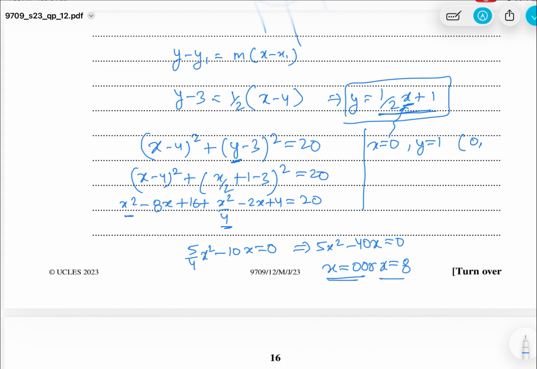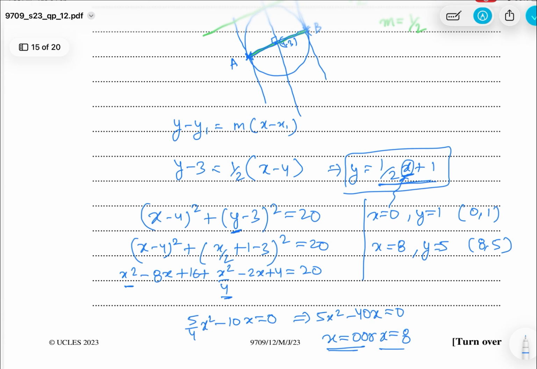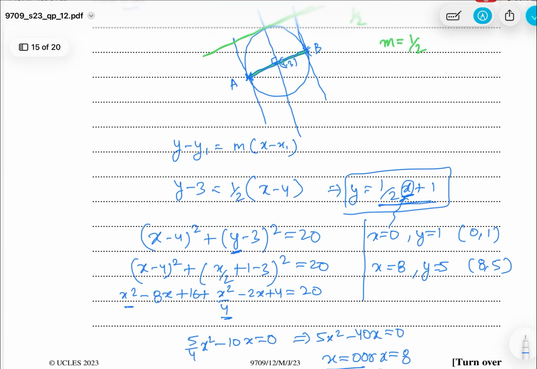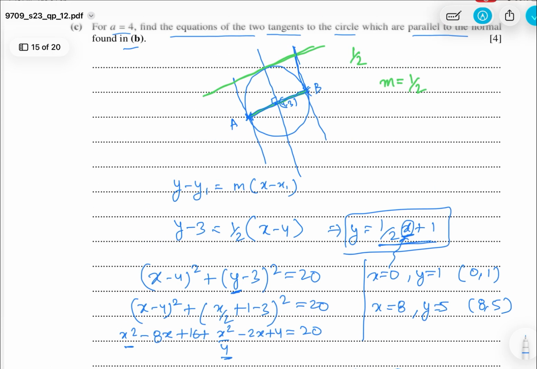So, the first coordinate could be (0, 1). For x equals to 8, if I substitute x equals to 8 over here, y equals to 5. So, the second coordinate could be (8, 5). Now, listen very carefully. We have to find the equation of these two lines.